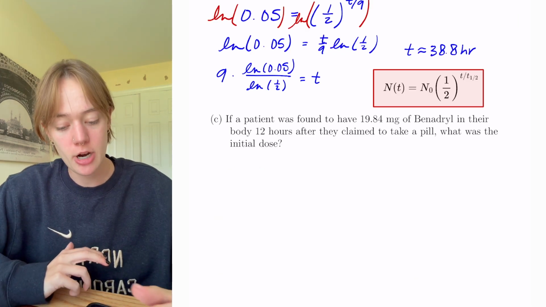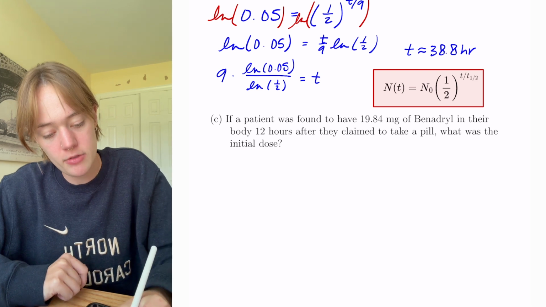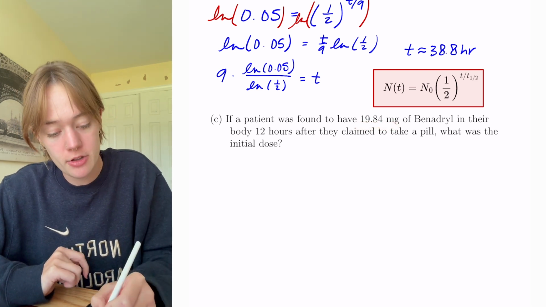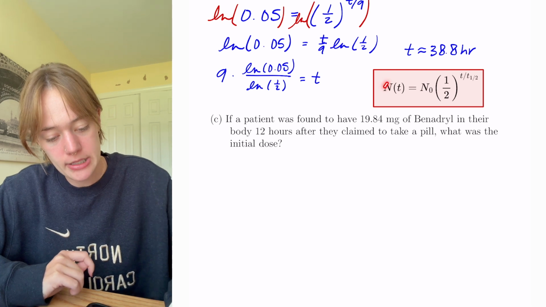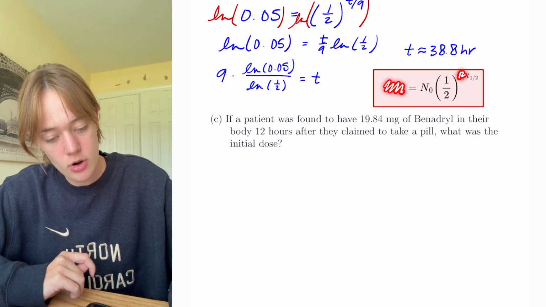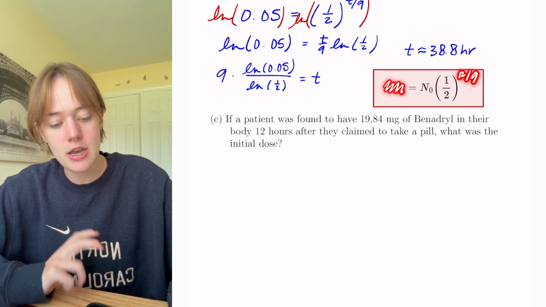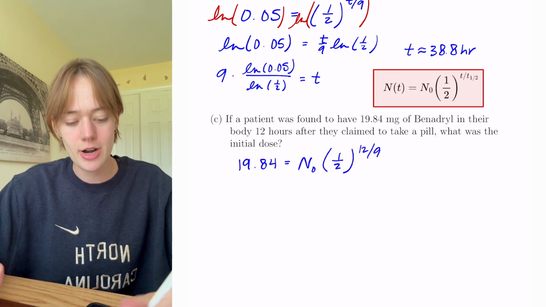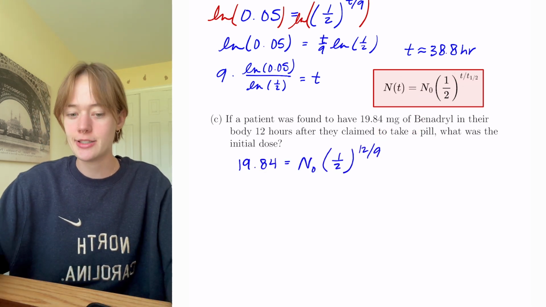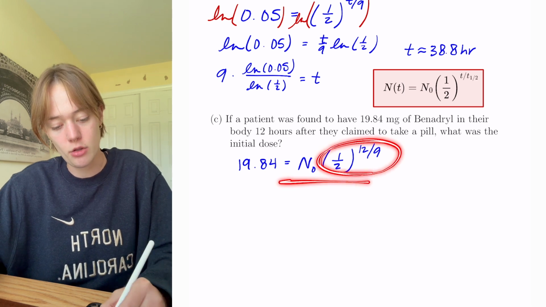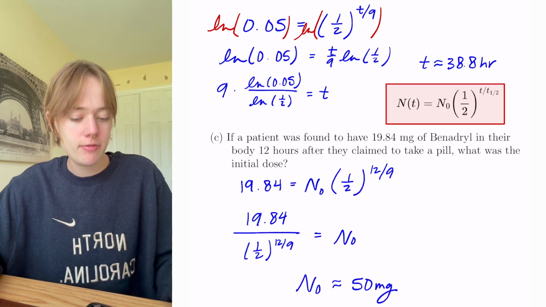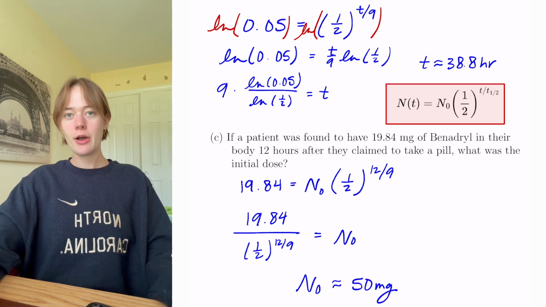All right, so for our last problem, it says if a patient was found to have 19.84 milligrams of Benadryl in their body 12 hours after they claimed to take a pill, so 19.84, 12 hours, half-life, what was the initial dose? So this time we're solving for N naught. And because the variable that we're solving for is not in our exponent, this is just going to take some simple dividing by this whole thing on both sides. So the patient will have initially taken a dose of about 50 milligrams. All right, that was our last problem.